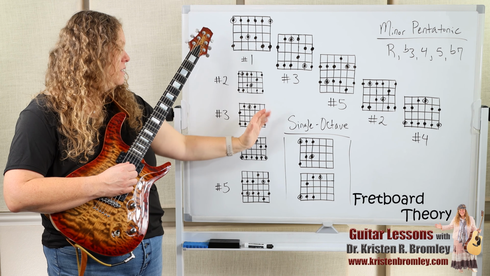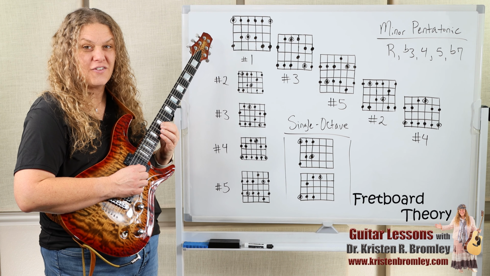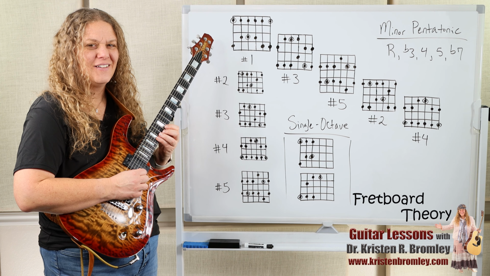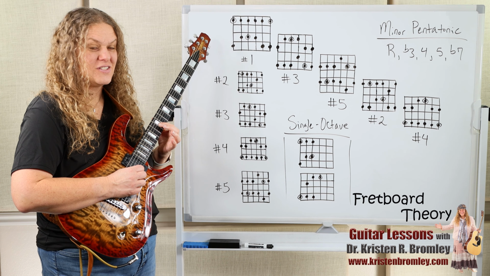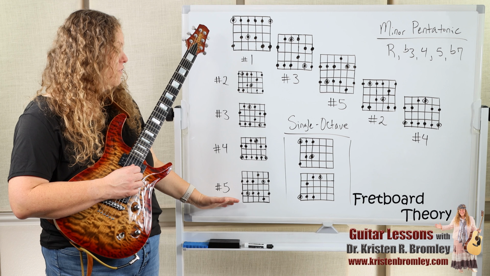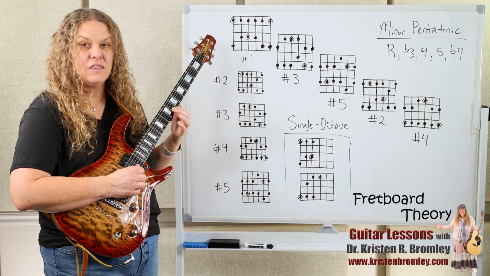And then if I move everything another string higher, we get form 4. So my index finger for G is at the 12th fret. Just like that. And then to get form 5, we move everything 1 fret higher. So my index finger's at the 8th fret on the G.